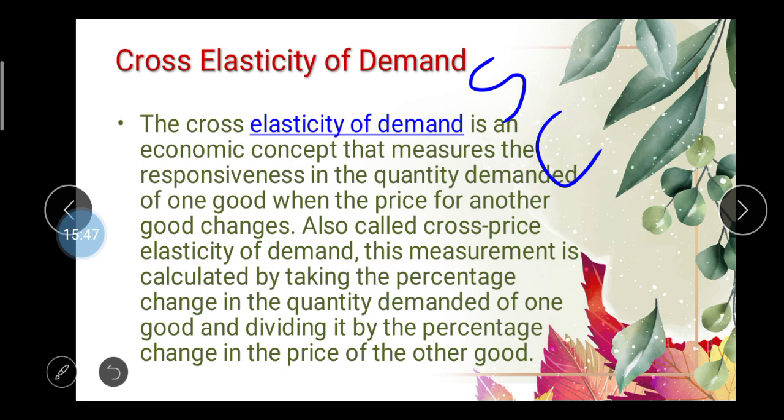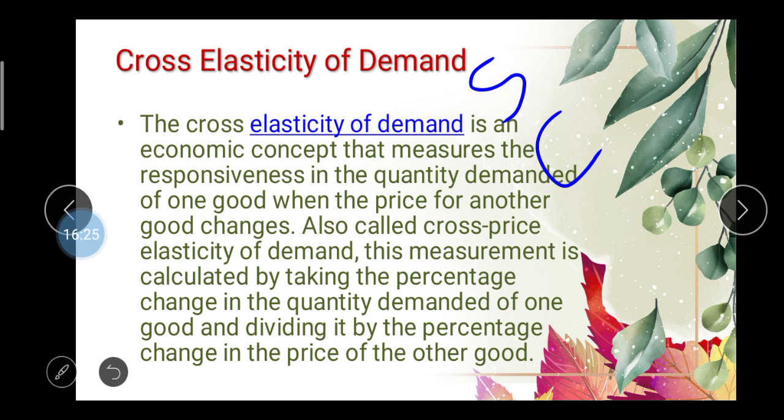Then complementary products mean what? Products where you have to use both products. Take the examples of car and petrol, charger and mobile, SIM card and mobile. So these are complementary products. The change in the price of one product affects the demand for the other product, and this is considered cross elasticity of demand. Cross elasticity of demand is an economic concept that measures the responsiveness of the quantity demanded of one good when the price of another good changes.